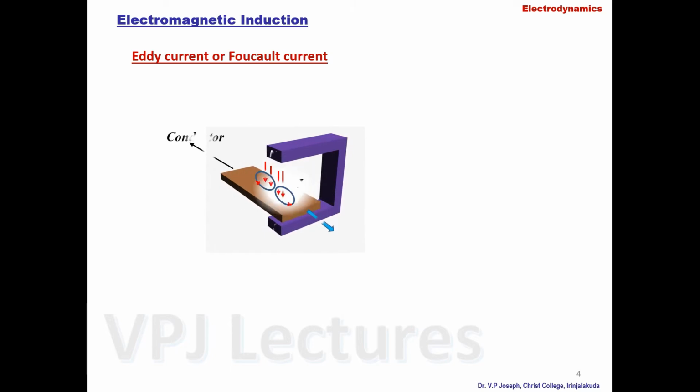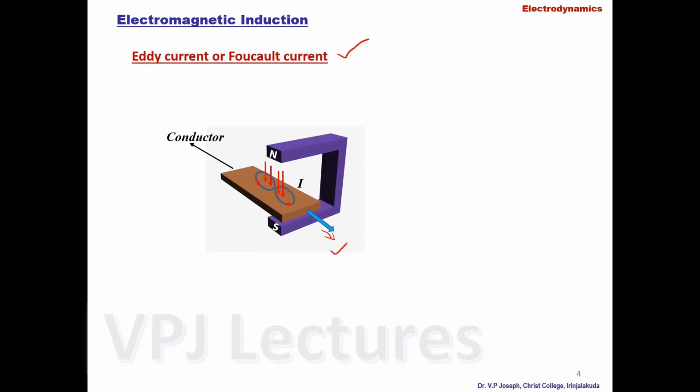Now let us consider a practical example in relation to the moving conductor, called eddy current, sometimes called Foucault current. As an example, we consider a horseshoe magnet with north and south poles as shown in the figure. The magnetic field is directed from top to bottom, and the conductor in the form of a slab is allowed to move in this direction, with velocity v.